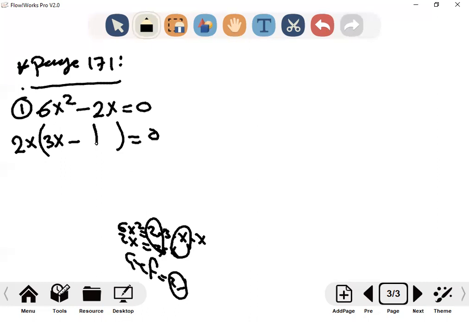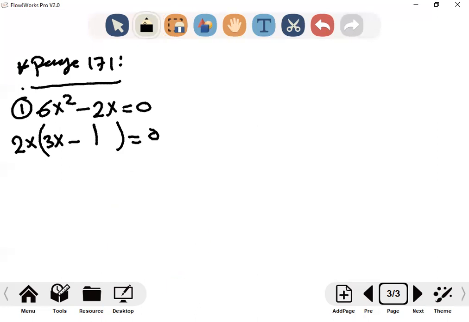2x divided by 2x. Anything divided by itself is 1, right? Did we understand this factoring?